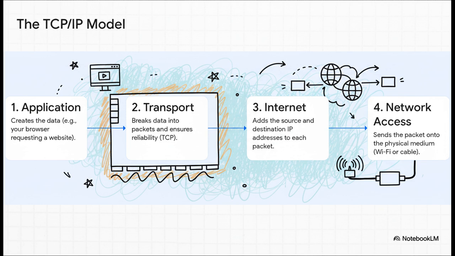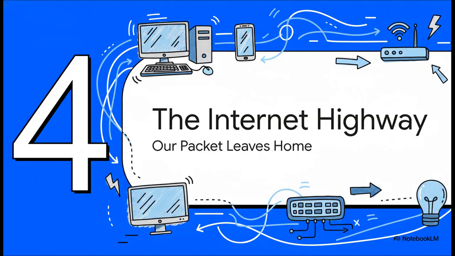This is what actually sends the packet on its way, either over your Wi-Fi or through a cable. And just like that, it's off. So our packet is all bundled up, it's got its address, and it is ready to roll. It's now leaving the cozy confines of your home network and hitting the open road, the great big internet highway.